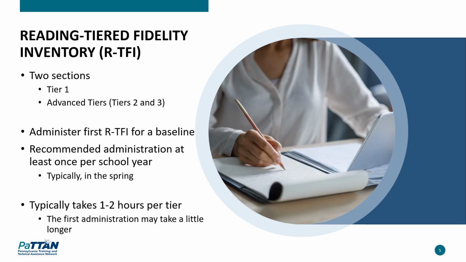The tool is divided into two sections. The first section is centered around universal Tier 1 practices. The second section is centered around the advanced tiers, Tiers 2 and 3. Because these two sections can be completed separately or in combination, the school leadership team would determine where they intend to focus their work, at the Tier 1 or advanced tiers level. The Tier 1 portion of the R-TFI is green, and the advanced tiers portion is in red. This distinction can help the team feel confident they are considering the correct tier or tiers when discussing each question or statement.